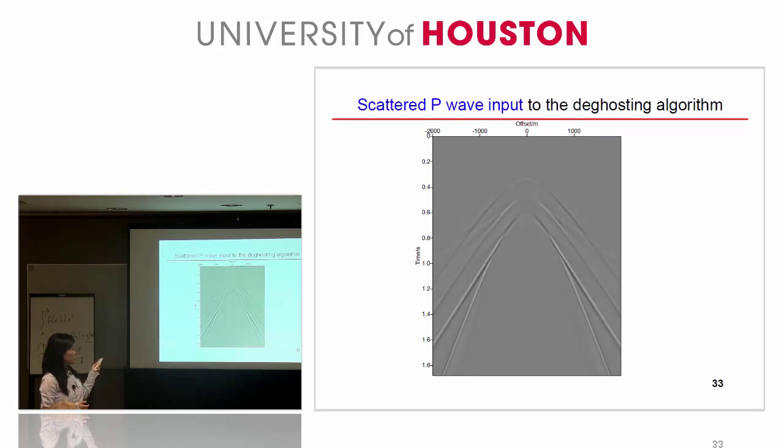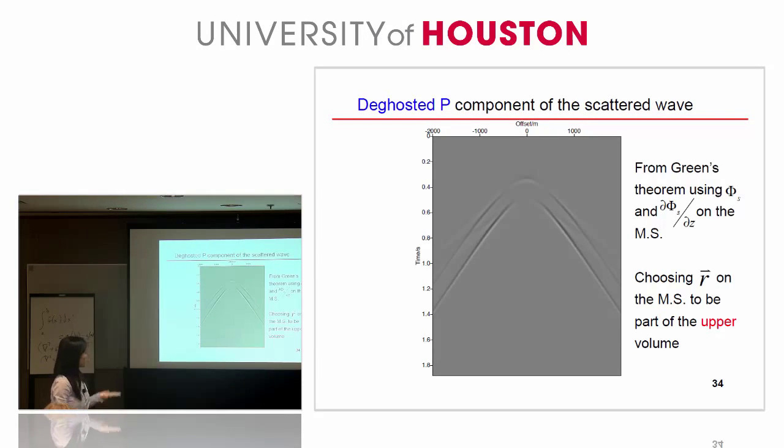Again, I just show you the P wave component. And this is your reflection data. It contains both the upgoing wave and the downgoing wave. After we apply the gradient theorem, we can obtain this upgoing reflection data. And this upgoing reflection data is obtained by using the gradient theorem.